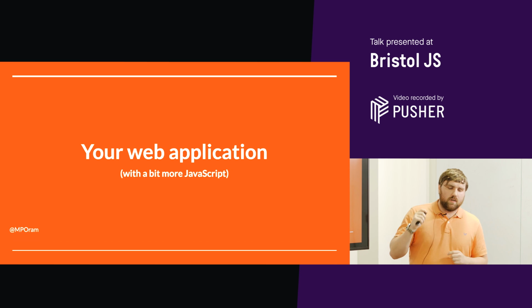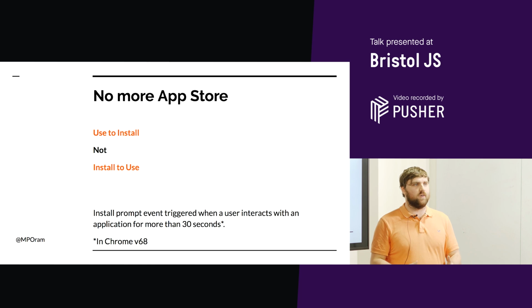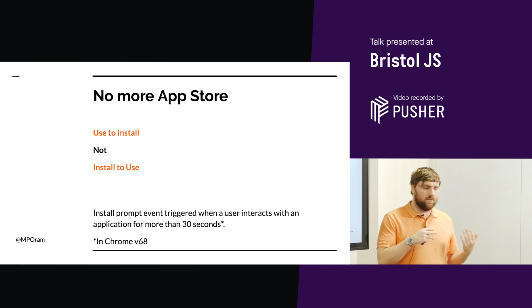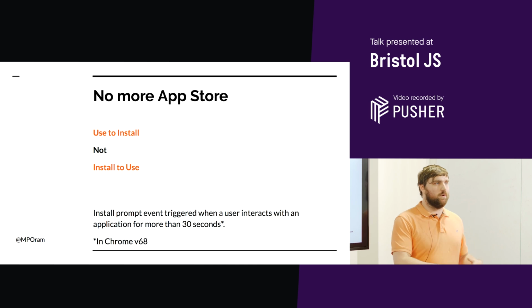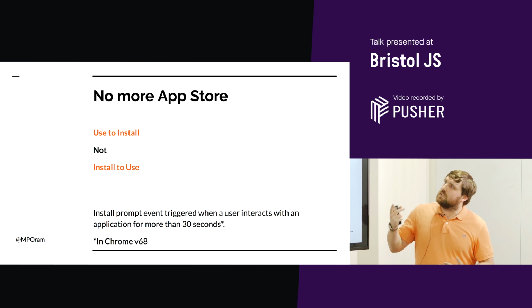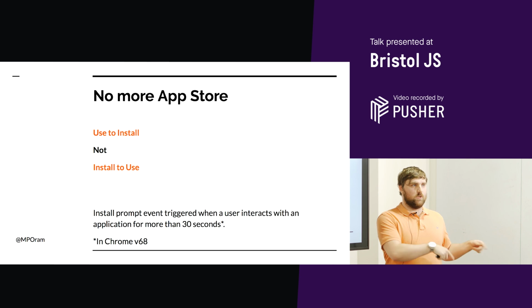So at the moment, if you want an app on your mobile device or a desktop application on your computer, you have to either go to the website, download it, or go to an app store, download it, install it, and then start using it. Whereas to use a web-based application, you just go to the URL and use it straight away. There's no installation, there's no pause. So the idea of a PWA is use it to install it rather than install it to use it.